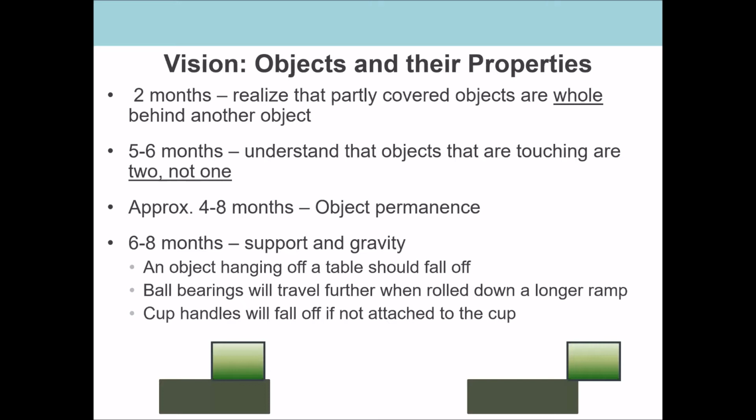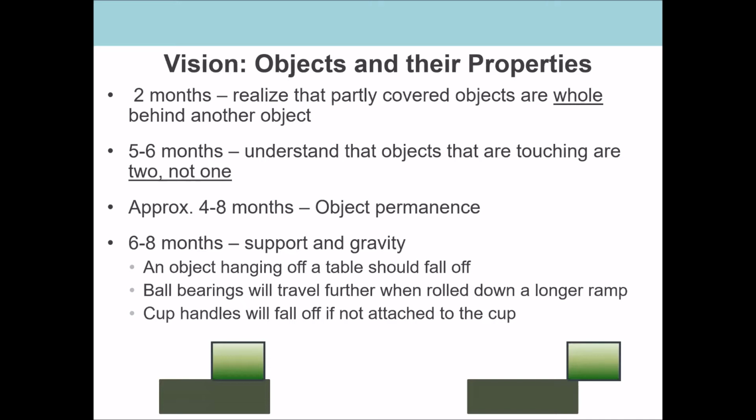Between 4 and 8 months, they understand object permanence, that an object continues to exist even when it's not currently in their sight. We'll definitely come back to that in the cognitive chapter. And at 6 to 8 months, they understand support and gravity, that an object hanging off a table should fall off, and that's kind of what the figures at the bottom of this slide are showing.